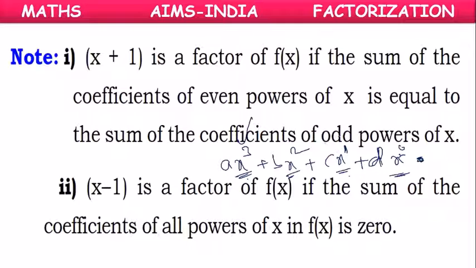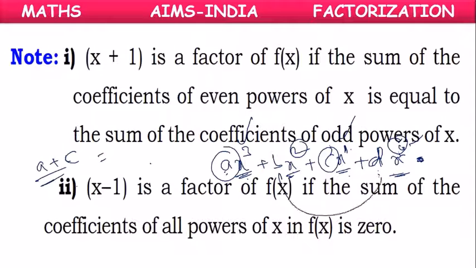Suppose this 3, 1. Here power 3 is there, which is an odd number. Here power 1 is there, which is an odd number. These coefficients are a and c, means a plus c. It is the sum of odd coefficients. Or x square and here 0 is there. These are even coefficients of even powers. So b and d. So b plus d.